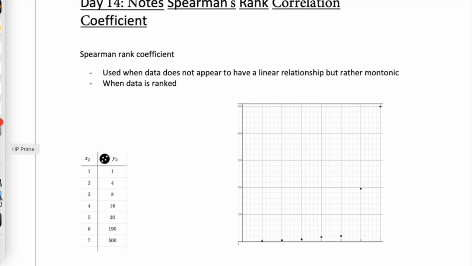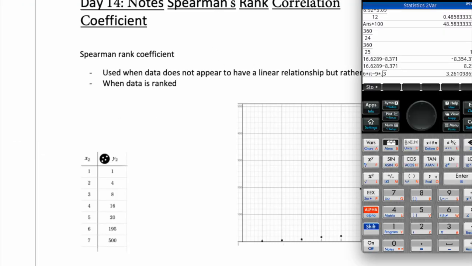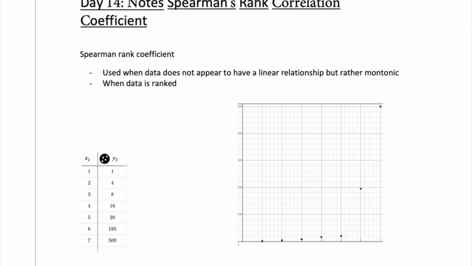This is Mr. Collier, and today we're doing Spearman's rank correlation coefficient. If we take a look at this graph of data, we can see it's obviously not linear, but you can also see that as x increases, y increases, almost like an exponential. The higher x values correspond to higher y values. So this is what Spearman's measures.